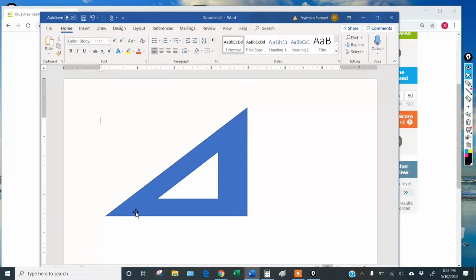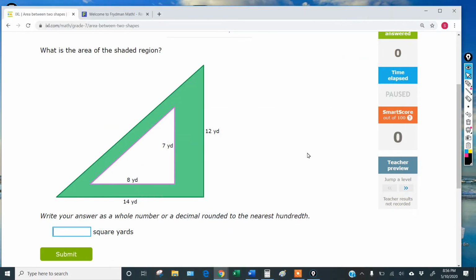So that's our strategy to find the area of the shaded region. Just take the area of the big triangle or circle or square, whatever it is, and subtract the area of the smaller shape. Okay, so let's go ahead and do that.